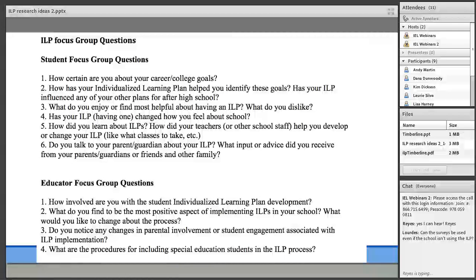So it was designed to move the markers towards ILPs, but it's not dependent on schools using ILPs at all. It's just showing them the interrelationship of all of it. I see Reyes typing, and Livonia, thank you, and jump in if questions come up.